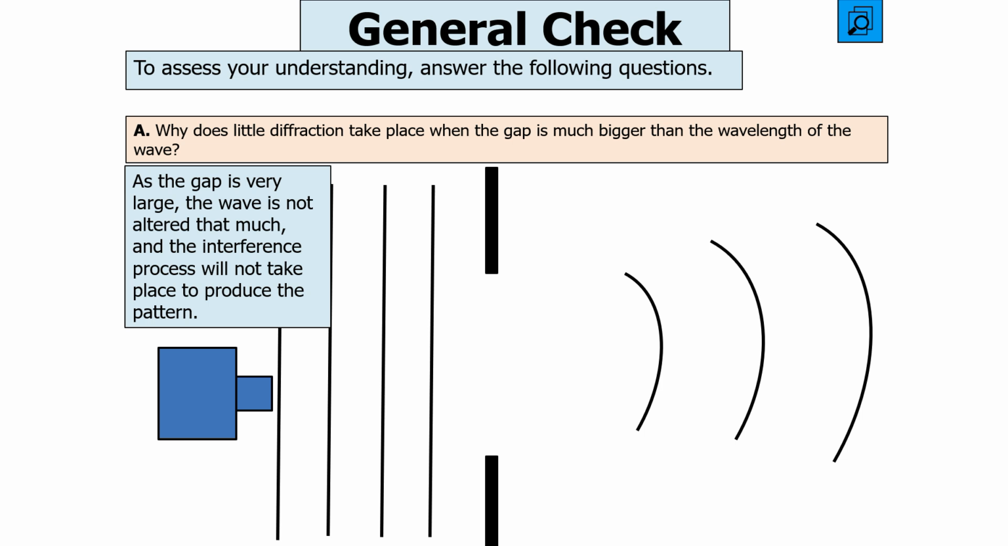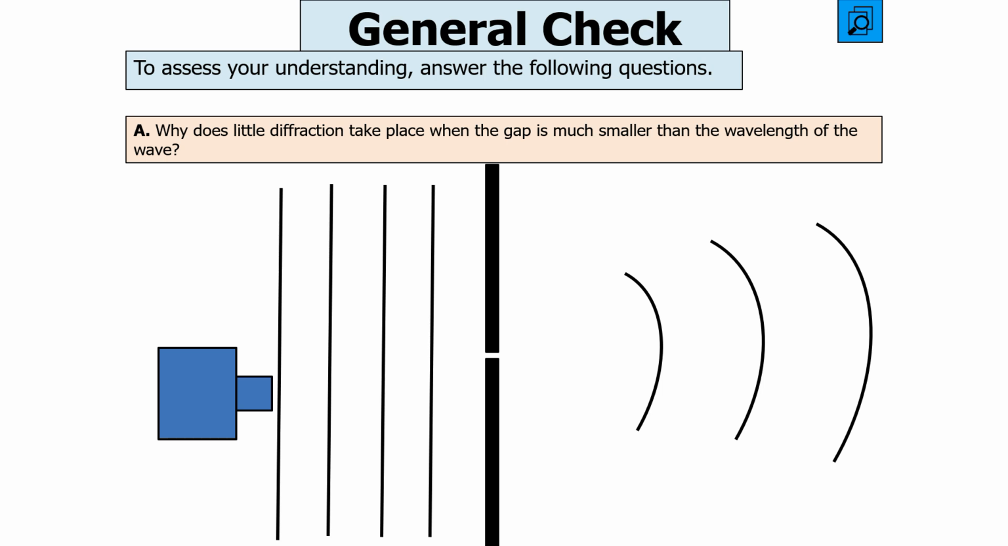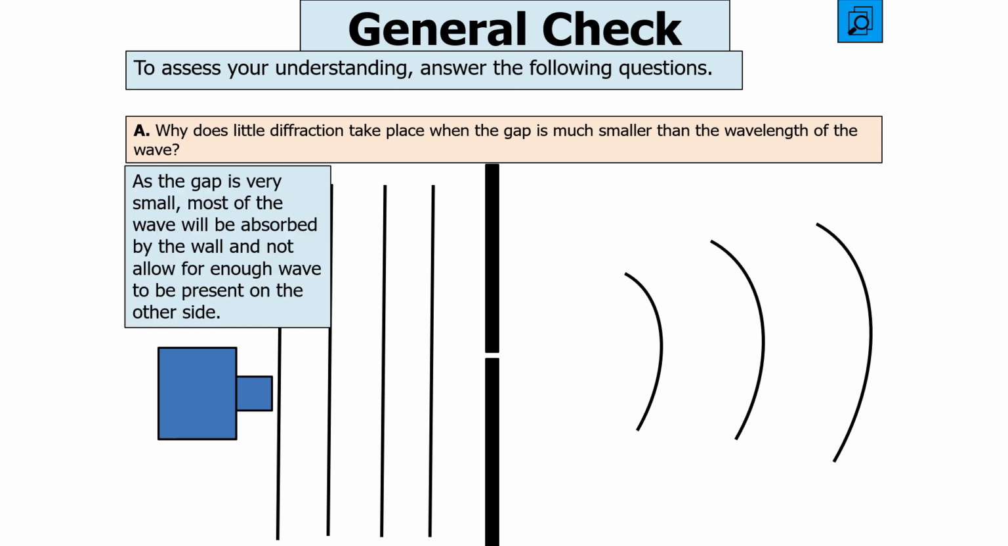The next question says, why does little diffraction take place when the gap is much smaller than the wavelength of the wave? So pause the video now, then unpause the video when you want to go through your answer. Well, as the gap is very small, most of the wave will be absorbed by the wall, and then not enough of the wave will be present on the other side to form a strong diffraction pattern.